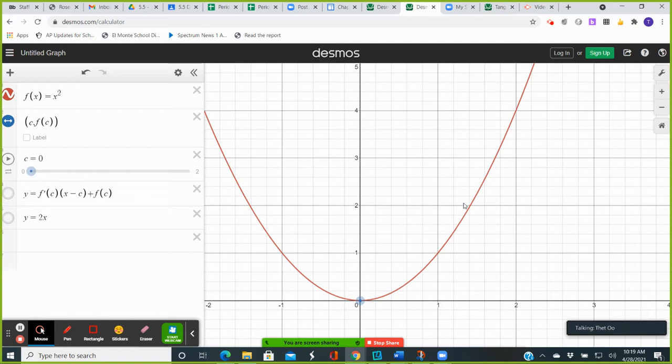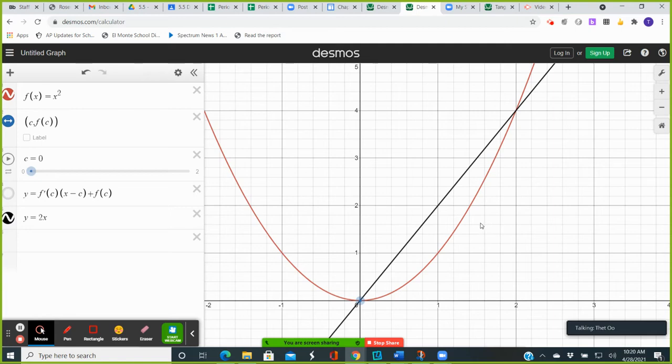And the slope of the secant line passing through the point A where x is equal to 0 and the point B where x is equal to 2, the slope of that secant line is 2. And when we graph that secant line, this is what we get.